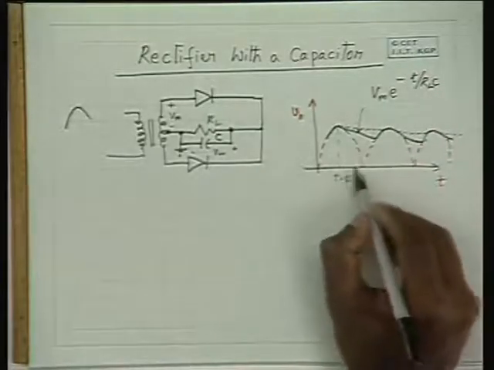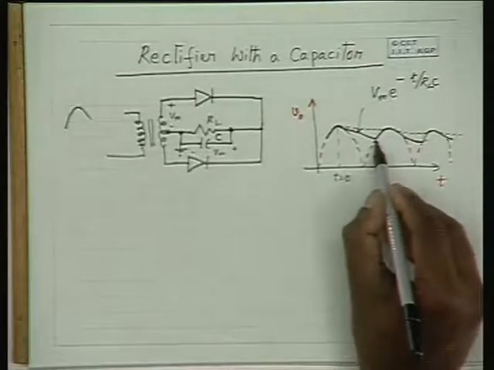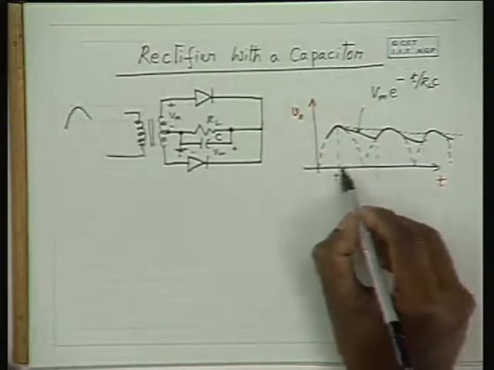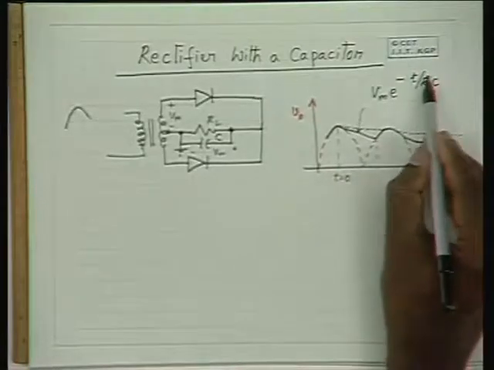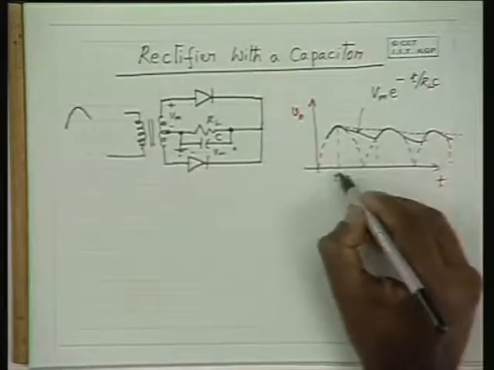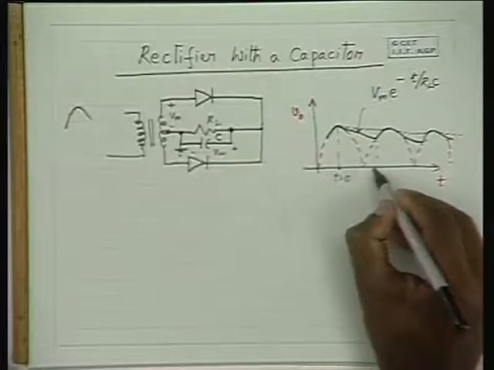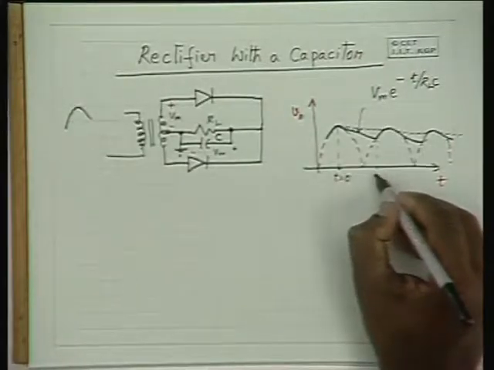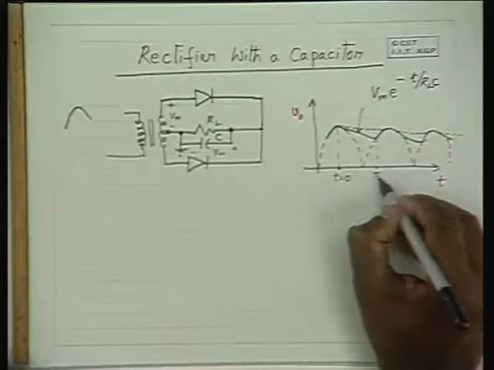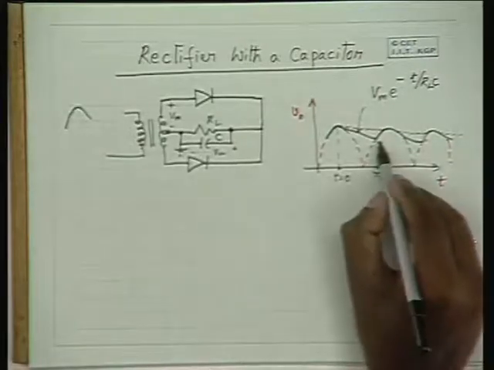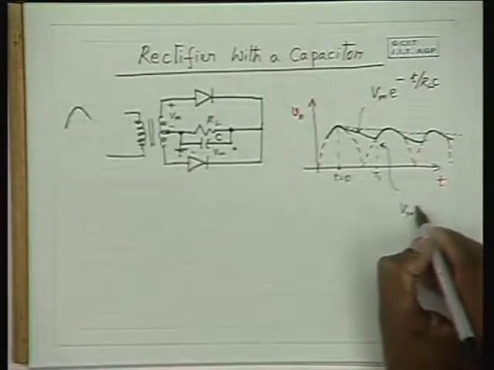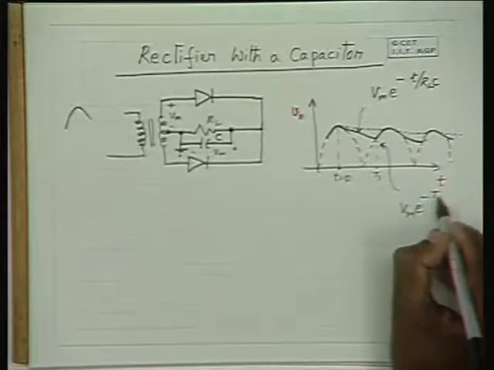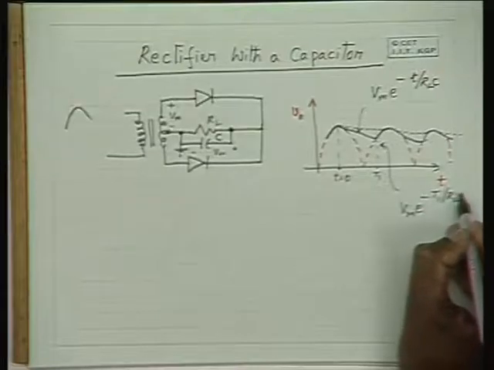So naturally, by this time it will discharge by a certain amount. It naturally depends on the time constant RLC and the time difference from this place to this place. If this time is t1, the voltage at this point would naturally be Vm e to the power of minus t1 by RL into C.